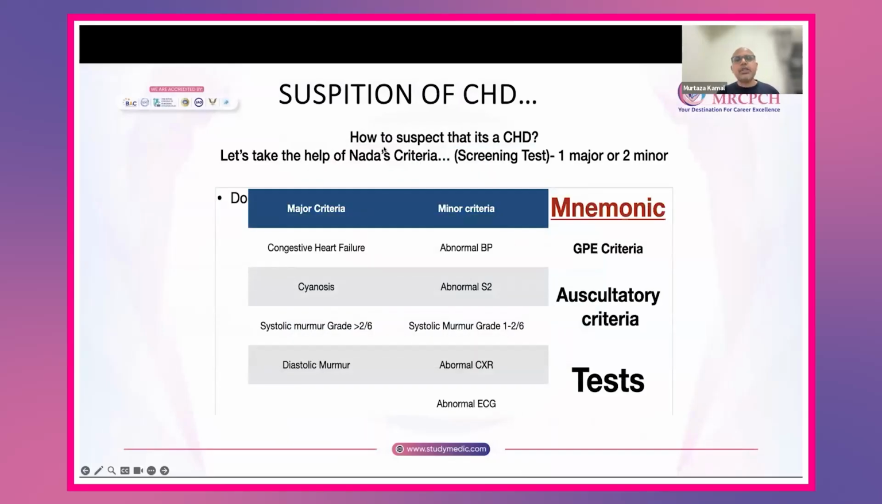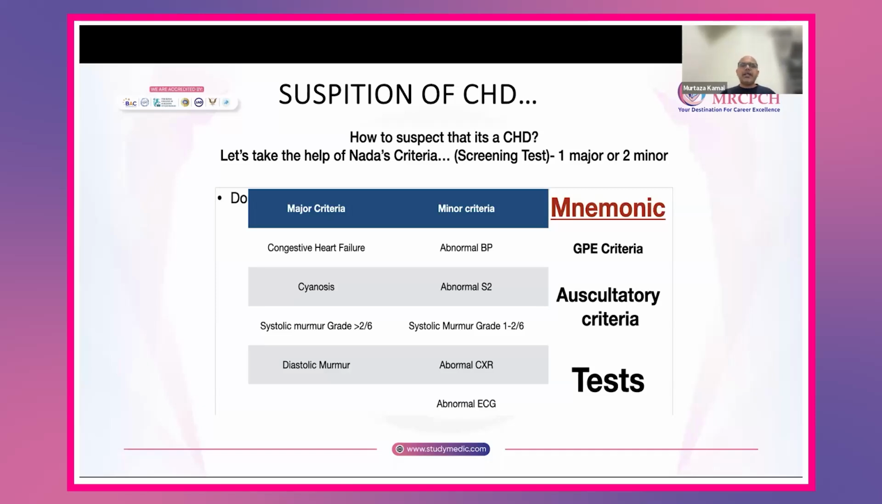For the suspicion of congenital heart disease, we have something known as NADA's criteria. The important thing is that it is a screening test, used when we suspect a child to have a congenital heart disease. To fulfill NADA's criteria, we should have either one major or two minor criteria.